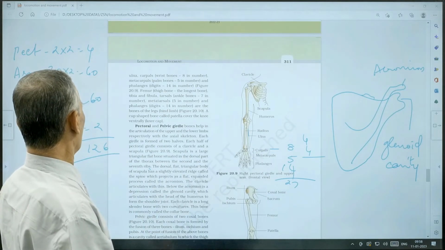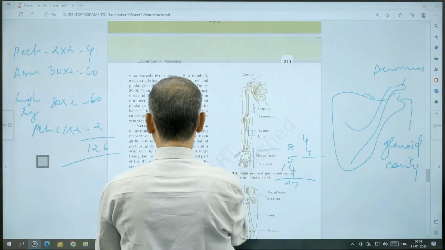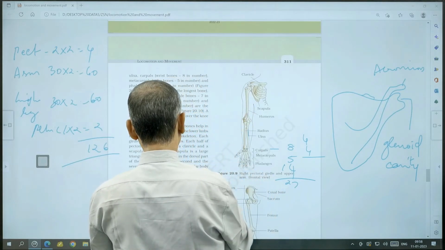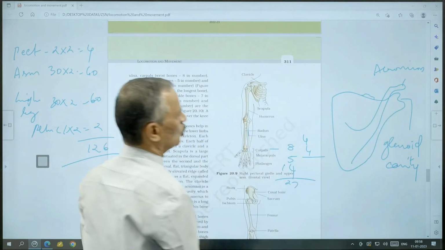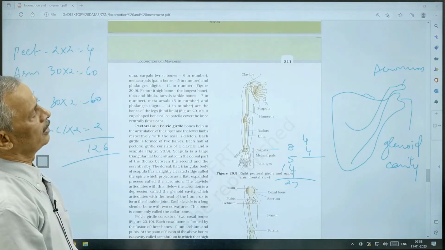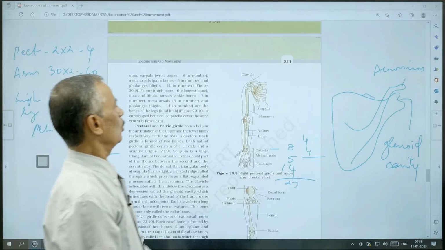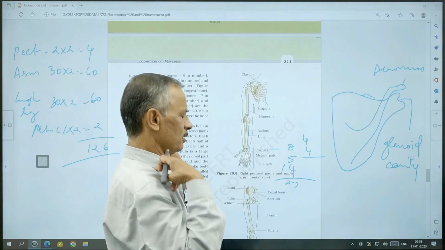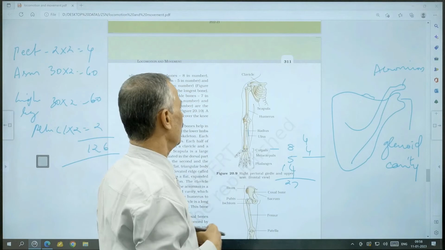Below the acromion, there's a process. The clavicle articulates with this acromion. Below this acromion is a depression called the glenoid cavity, to which the humerus head is attached. Clear? So, clavicle here, scapula here. That is how the pectoral girdle is formed.